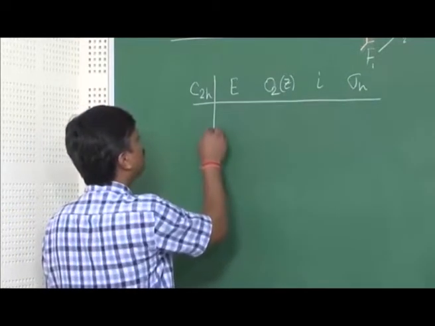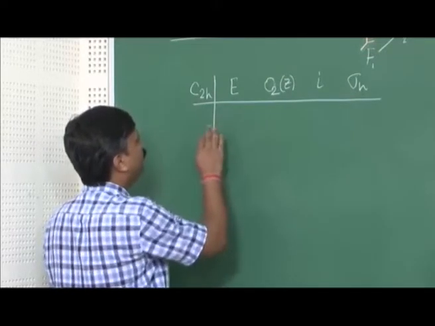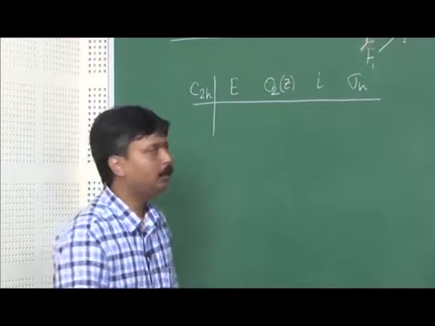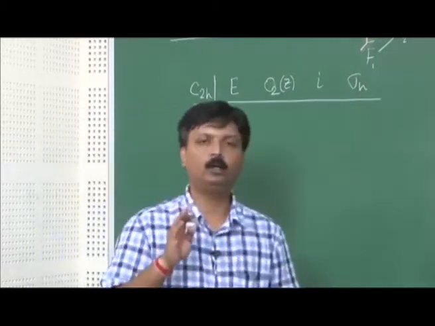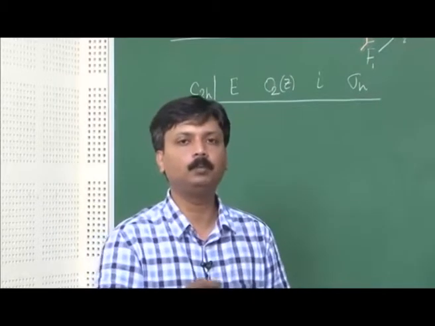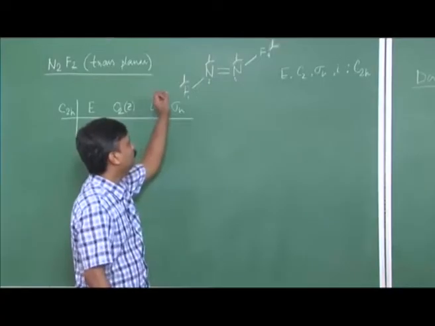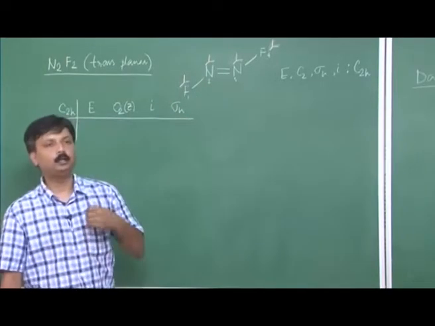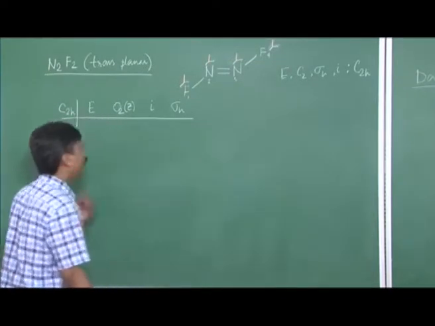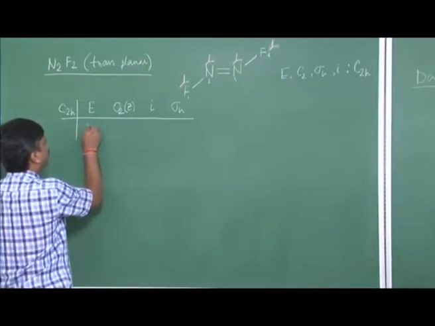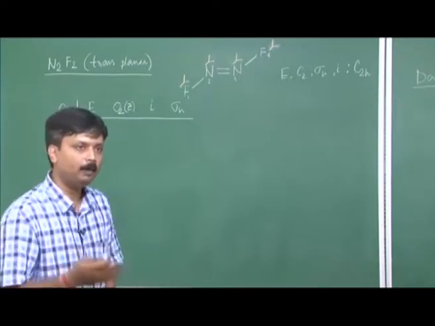So I have to find out what are the characters of my representation. The identity operation will not change any of the atomic positions. So all the basis functions will contribute to the diagonal, because all the basis functions will also remain identical. Therefore, total 12 basis functions will contribute 12 to the overall diagonal and thereby to the character.